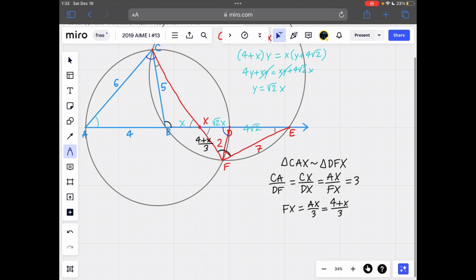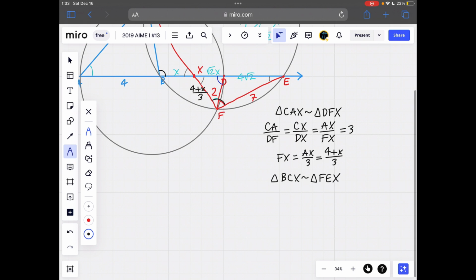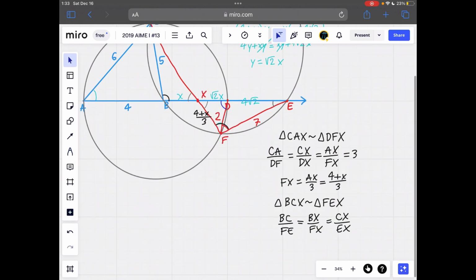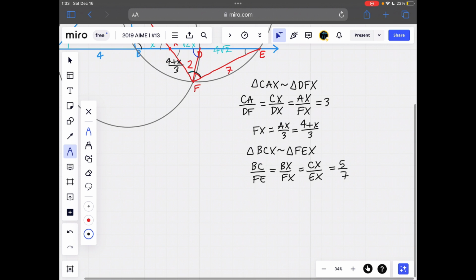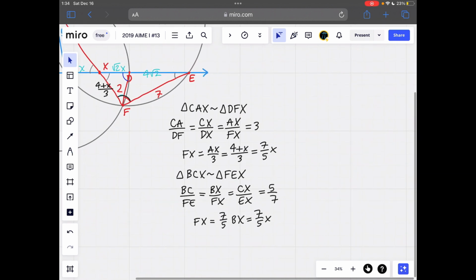So what similar triangle does this give us? Well, it gives us the similar triangles: triangle BCX is similar to triangle FEX. So we can write BC over FE equals BX over FX equals CX over EX. But we know BC over FE, that's 5 over 7. So what else can we write FX as? Well, FX is equal to 7 over 5 times BX. And BX, remember, that's just little x. So (4 plus x) over 3 is equal to 7 over 5 x. And we can solve this equation to get the value of little x.